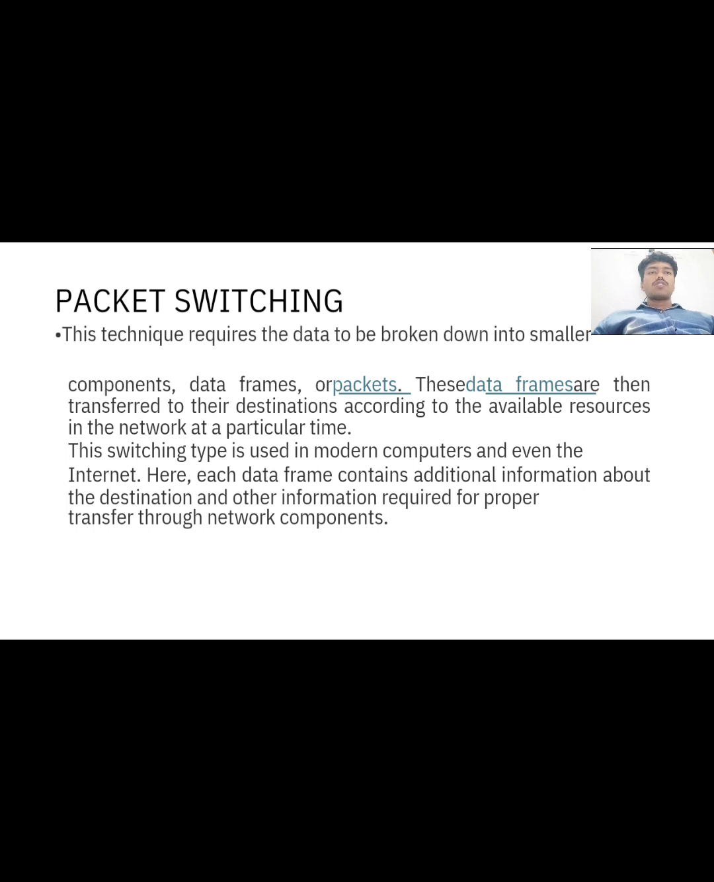Next was packet switching. This technique requires the data to be broken down into smaller components, data frames or packets. These data frames are then transferred to their destinations according to the available resources in the network at a particular time. This switching type is used in modern computers and even the internet. Here, each data frame contains additional information about the destination and other information required for proper transfer through network components.